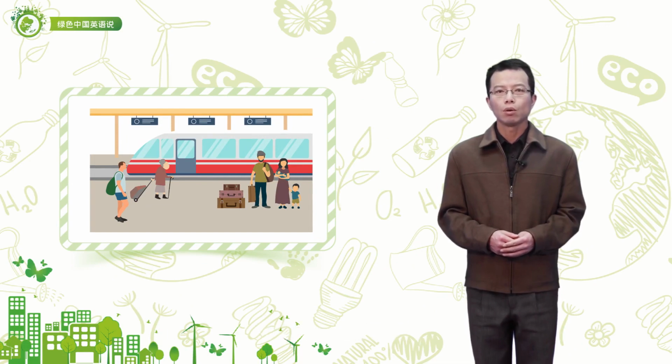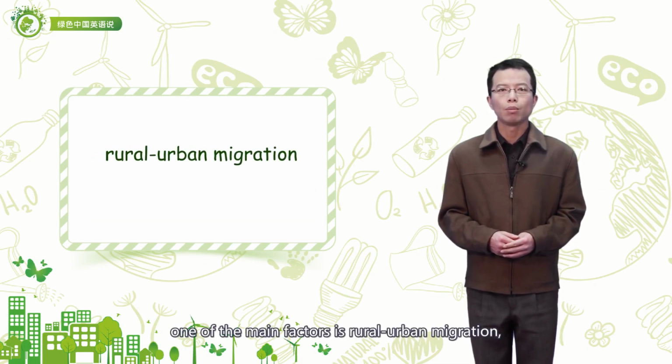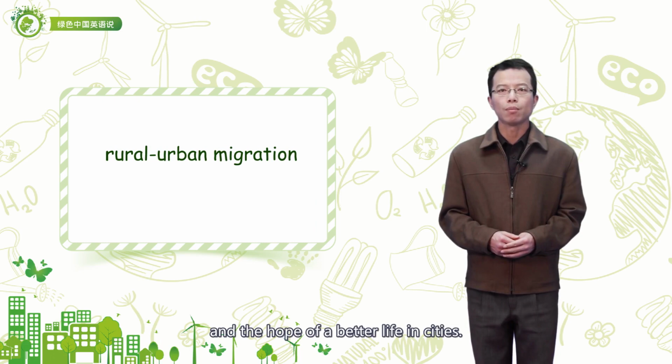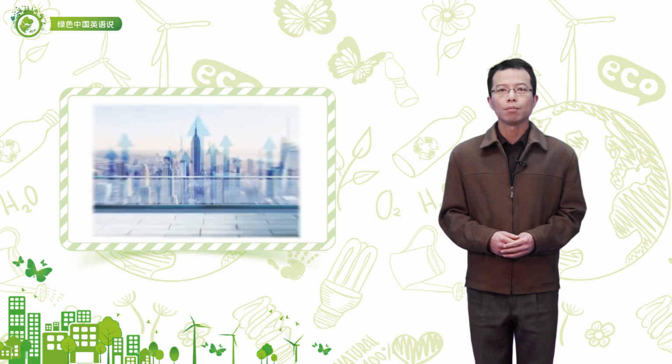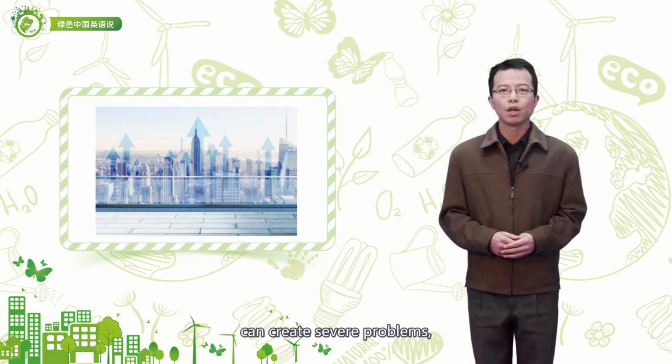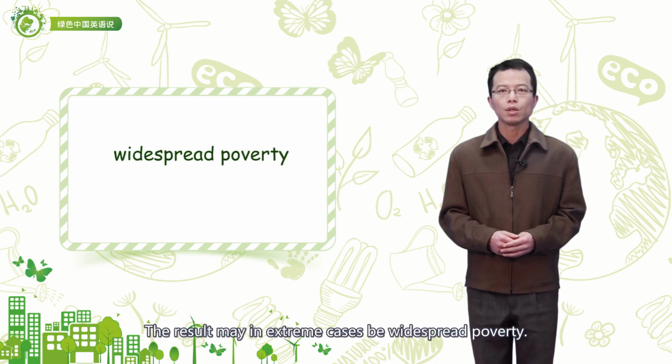For example, one of the main factors is rural-urban migration, driven by the prospect of greater employment opportunities and the hope of a better life in cities. But rapidly increasing population density can create severe problems, especially if planning efforts are not sufficient to cope with the influx of new inhabitants. The result may, in extreme cases, be widespread poverty.